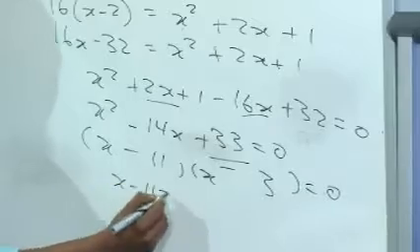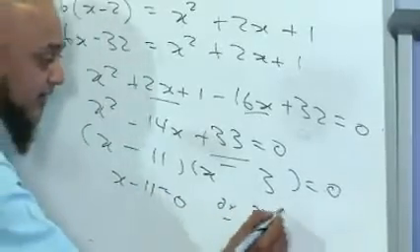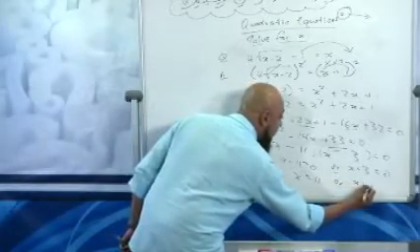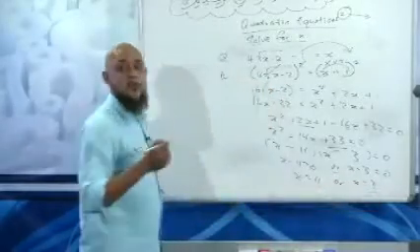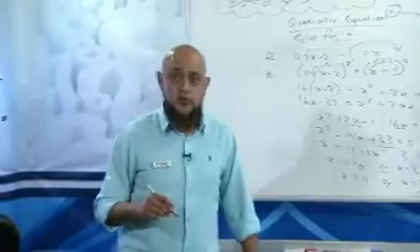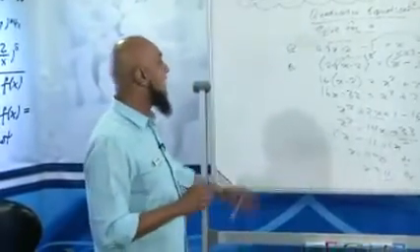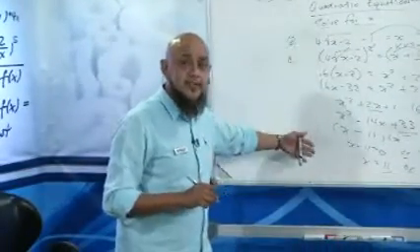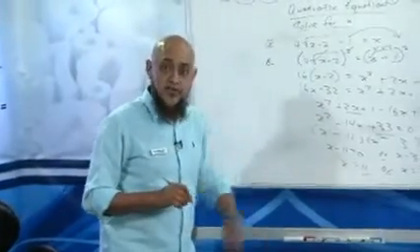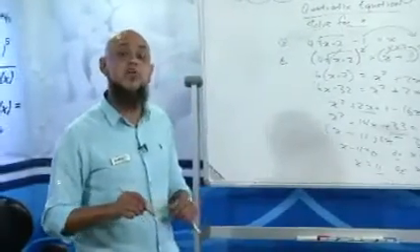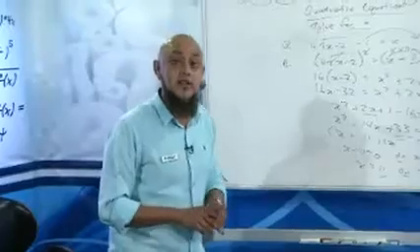So x minus 11 equals 0, or x minus 3 equals 0. x is equal to plus 11, or x is equal to positive 3. There we go, boys and girls. Those are our two solutions. And that will bring us now to the end of solving for x by squaring both sides. Let's now go on to solving for x by completing the square.